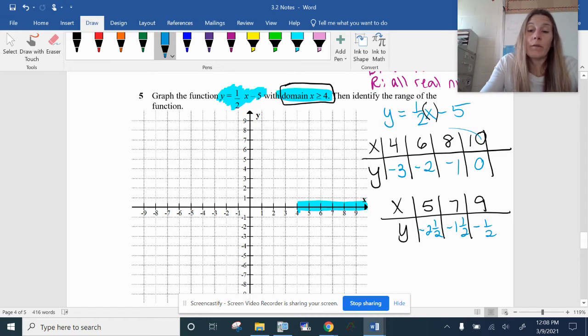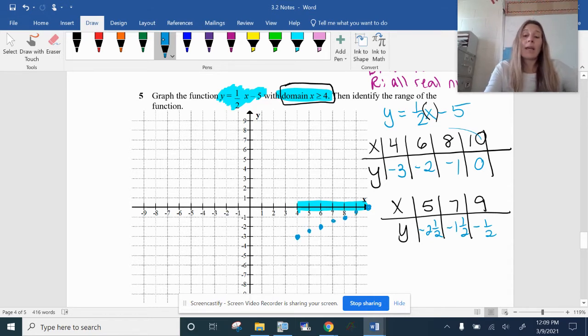Okay, so plotting these, so 4 and negative 3, 6 and negative 2, 8 and negative 1, and then 10 and 0 would be right there. Now, if you did do the 5, 7, 9, you would have negative 2.5, negative 1.5, and negative 1/2. So you can see they're still in line. Now, because I can't go left of the 4 since I'm restricted there, I can't go through this point. I have to start at this point here and just go towards the right. So my arrow is only going to go in one direction.